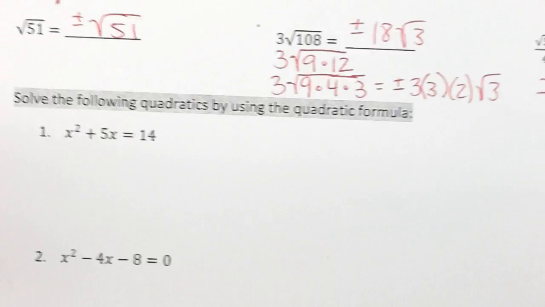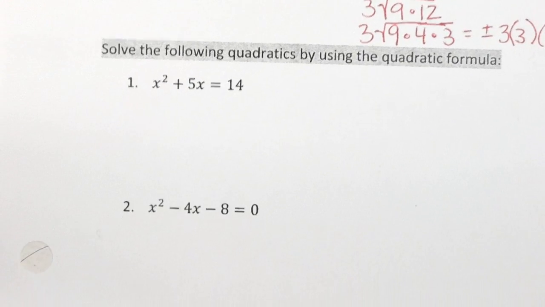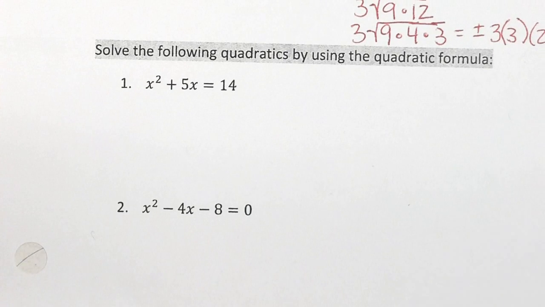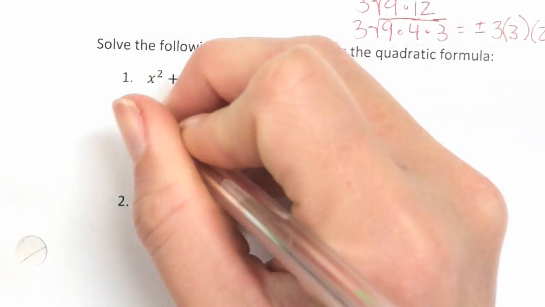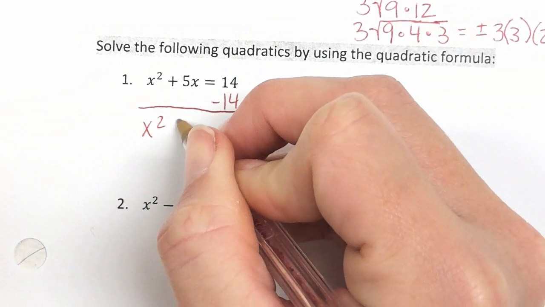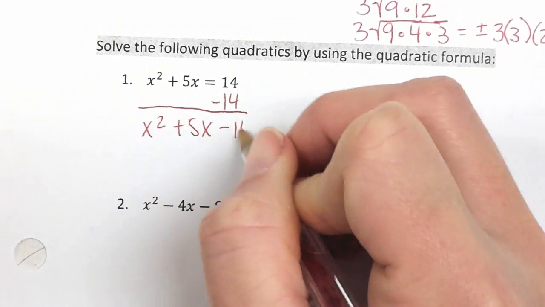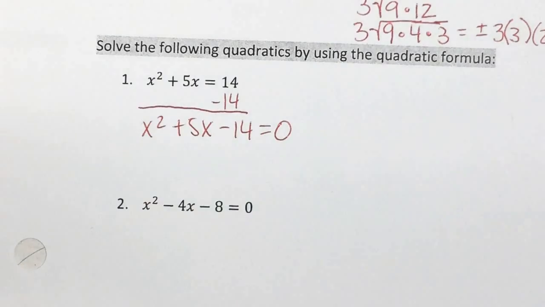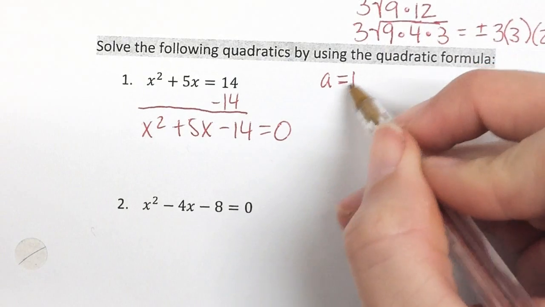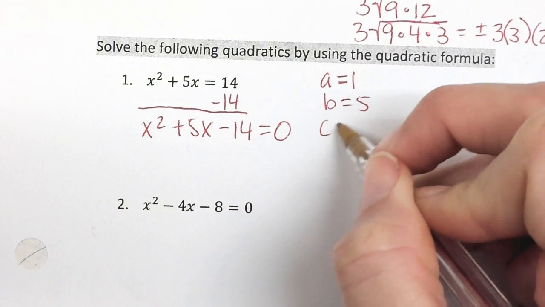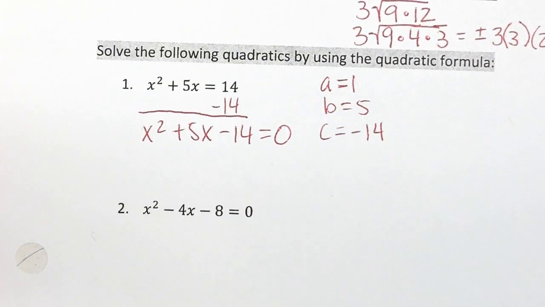Alright, so for the first one, what do we have to do with it first before we start? Subtract the 14 to get it in standard form. Tell me how to write it in standard form. X squared plus 5x minus 14 equals 0. Good. What's my A, B, and C, Austin? A equals 1, B is 5, and C is -14. Good.